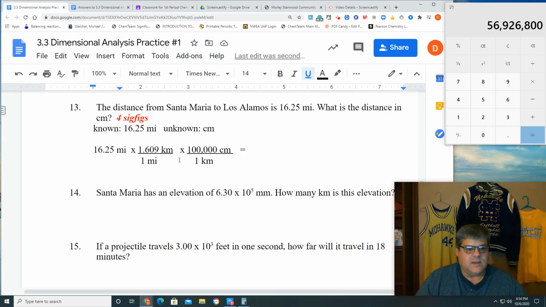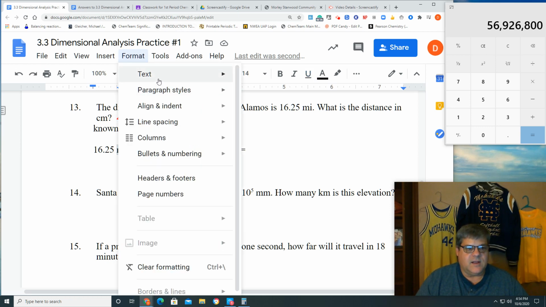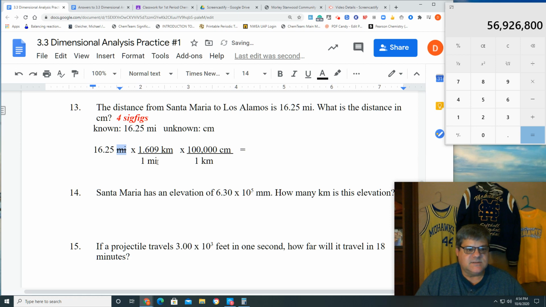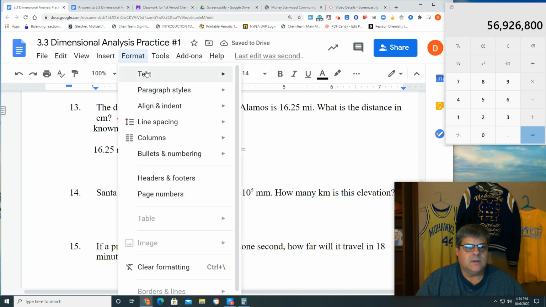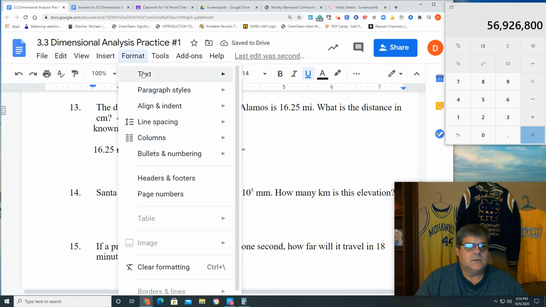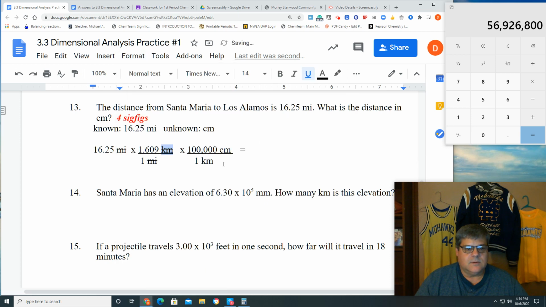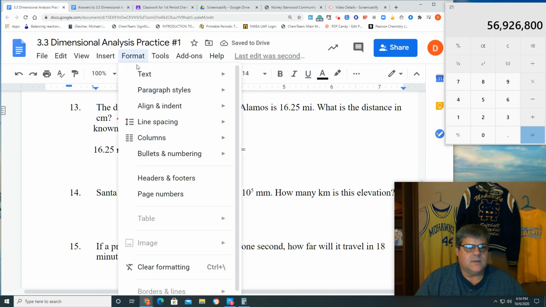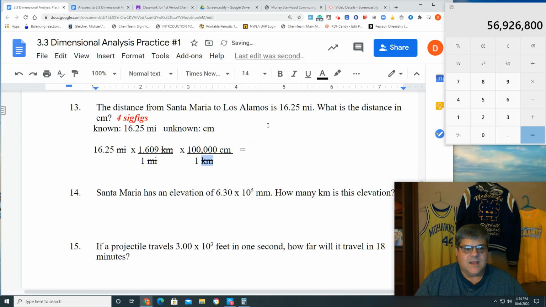So now we have it this way, and we need to get rid of any units that we can get rid of. So let's go ahead and get rid of miles. There's that one. We can get rid of kilometers too. Okay, I can't get rid of centimeters, but I will go back to the question, what is the distance in centimeters? So that's good. That's what I'm looking for. So now all I really have to do is go ahead and do the math.